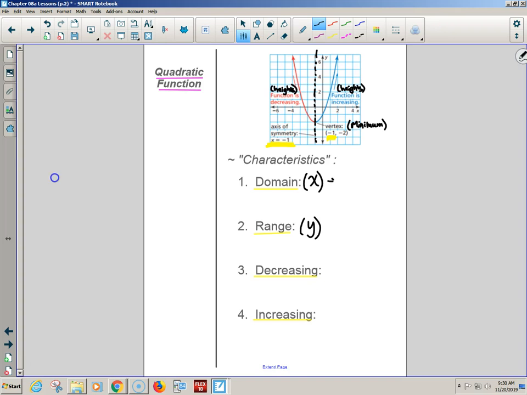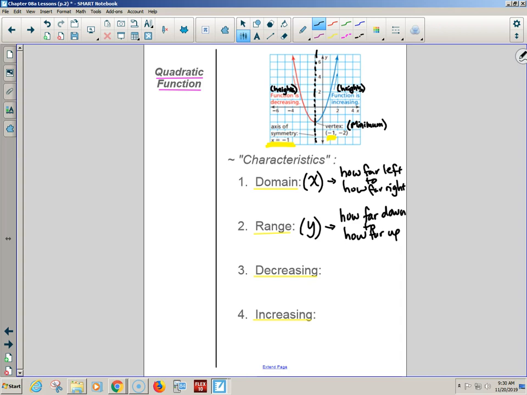Domain goes with answering the question of how far left to how far right. You're thinking the x-axis: how far left can you go and how far right can you go. Domain is answering like an interval. For range, the y's are the heights. So how low do you go? Maybe you could say how far down to how far up. That might be an easier way of putting it.